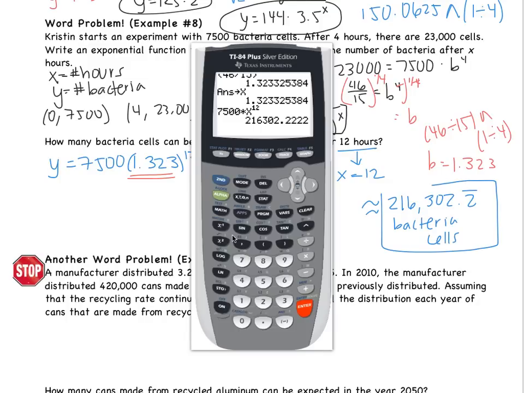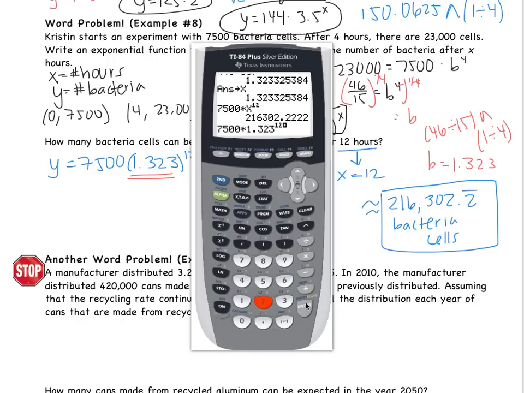Okay, so at this point, I'm betting some of you are still asking yourselves, why am I even bothering to store this value? Why can't I just use 1.323? So let's see what answer we would get if we used 1.323 instead of storing the value. If we did 7,500 times 1.323 raised to the 12th power, this would be our answer.